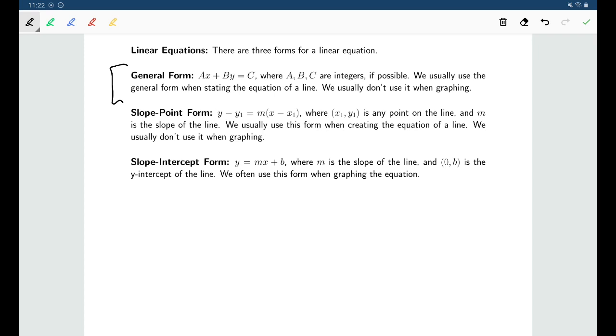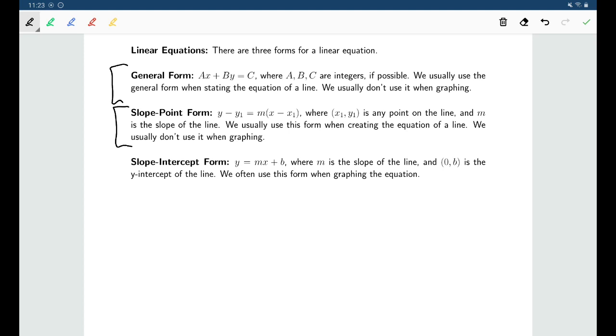The other forms that we have are more useful for constructing the equation itself. The second one, the slope point form, this is not usually how we leave our answer. This is the form that I use when I'm creating the equation of a straight line. This equation only requires me to know the slope of a line and one of the points that that line passes through, and using slope point form, I can now create the equation of the line with that slope passing through that point. Again, this isn't really for graphing purposes.